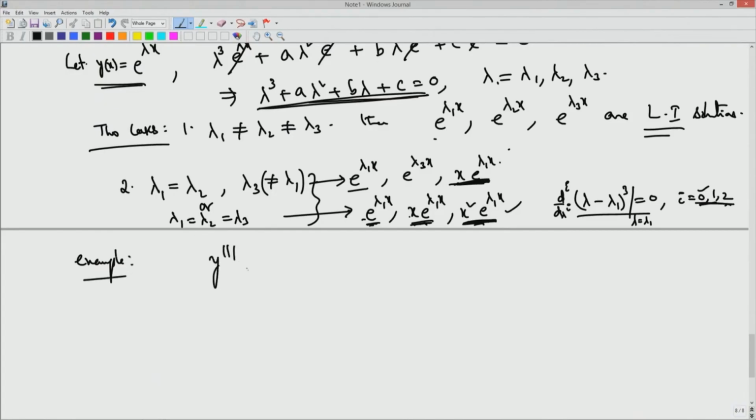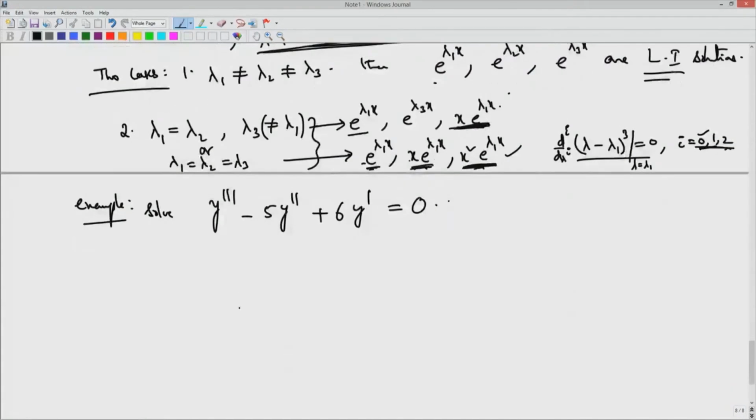y triple dash minus 5y double dash plus 6y dash equal to 0, some simple one. Okay. You try to solve this equation. So, this is a higher order equation with constant coefficients. Okay, nothing is given means x is the full R. So, let y of x, you look for a solution of the form e power lambda x. Then like earlier, you have lambda cube minus 5 lambda square plus 6 lambda equal to 0.